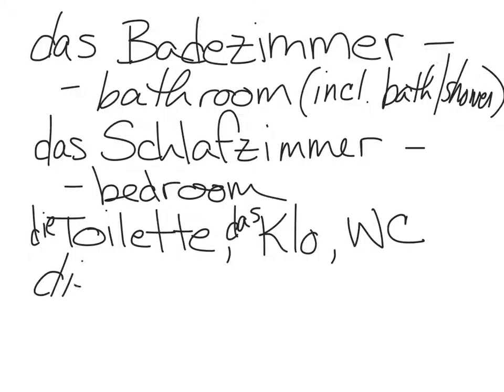Next one. How are you going to make that one plural? Add an N. Yep, if it ends in an E, add an N. Okay? So try that one. Die Küche. What is that? Kitchen.